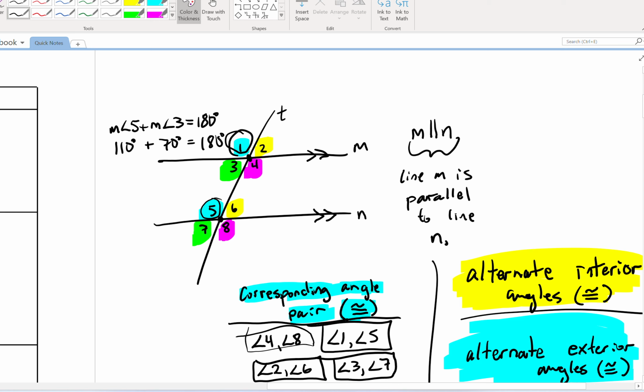Abajo y a la izquierda es 7 y abajo a la izquierda del otro es 3. Entonces esos son pares y son congruentes.